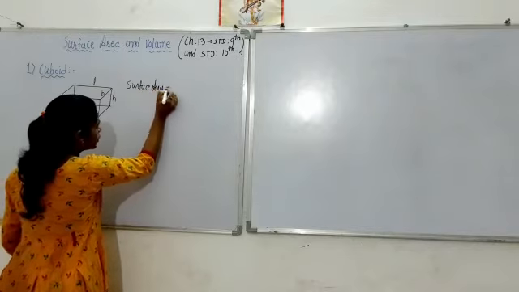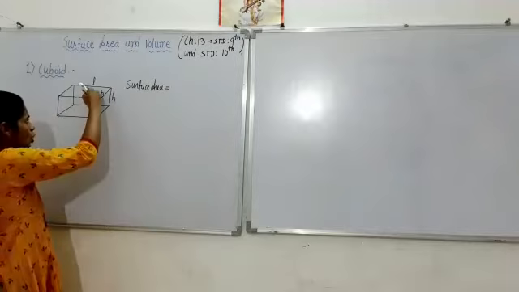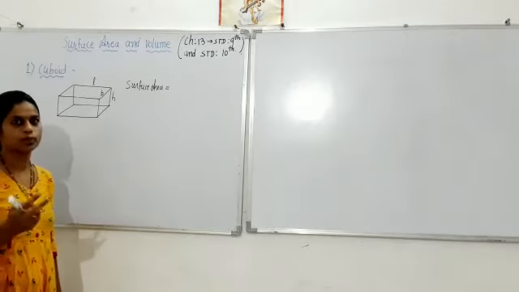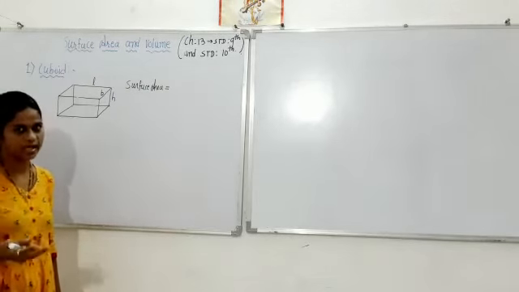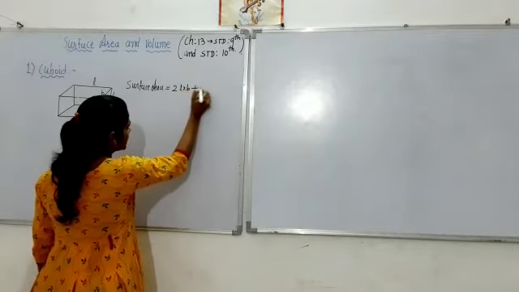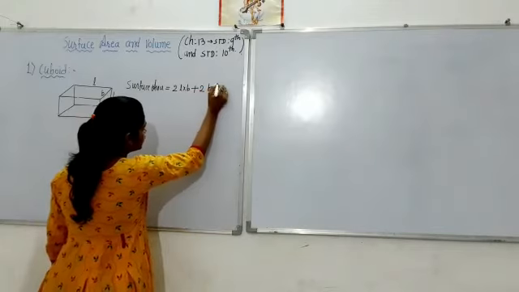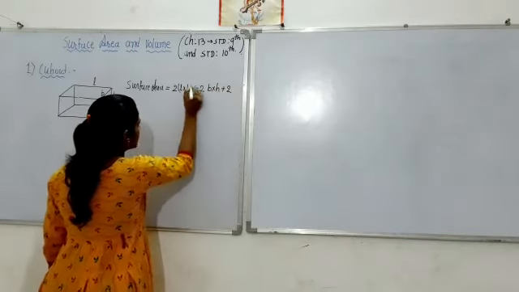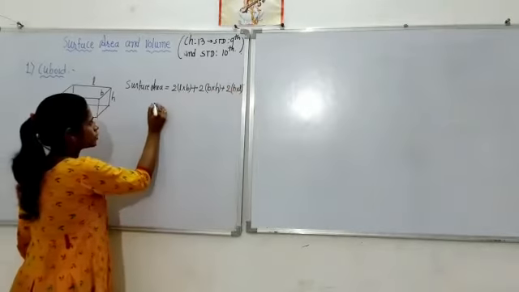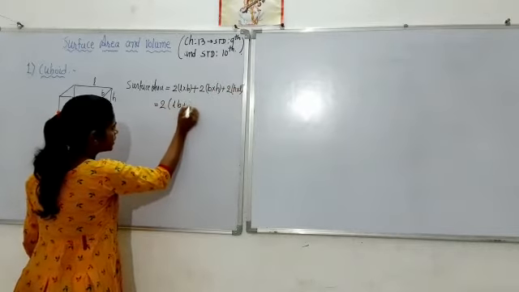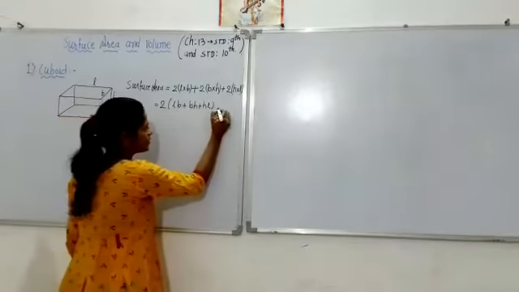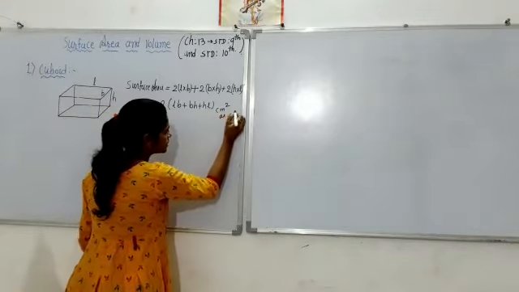So the surface area of a cuboid is equal to, it has top and bottom both included, 2 times length into breadth, 2 times breadth into height and 2 times height into length. So you can write 2 times length into breadth plus 2 times breadth into height plus 2 times height into length. Now take 2 outside, so 2 times (LB plus BH plus HL). And we know area's unit is either centimeter square or meter square.